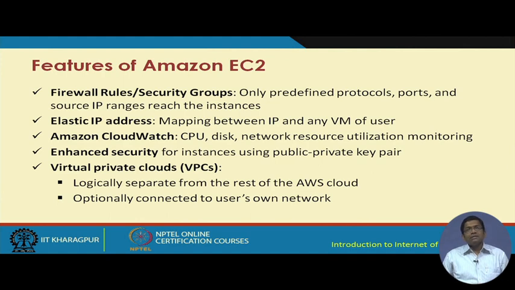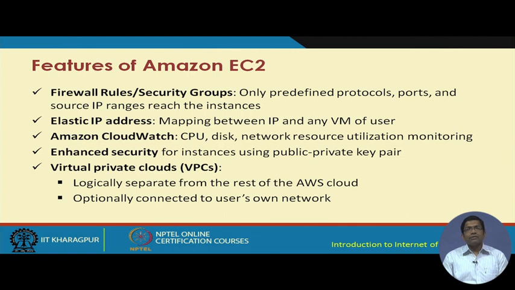Features of Amazon EC2 also include firewall support for firewall rules and security. Overall there are predefined protocol ports, source IP ranges, supporting different firewall rules and security mechanisms. Then there is Elastic IP address mapping, which basically maps between the IP and the VM of the user. So, what you have essentially is one pool, the IP address pool, and the other one is the pool of virtual machines that can be created for the user. This elastic IP addressing will map between the IP addresses and the corresponding virtual machine. Then Amazon CloudWatch: CPU, disk, network resource utilization monitoring are some of the functions of CloudWatch.